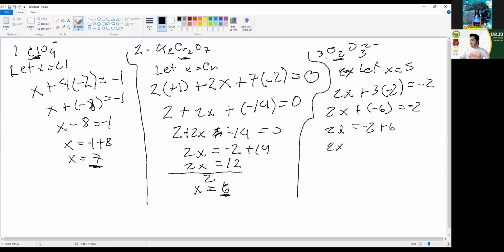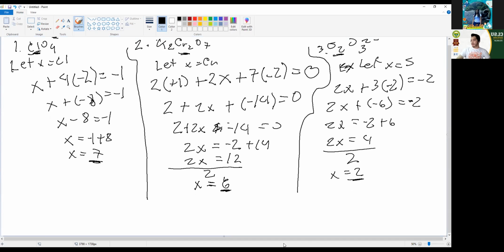Then, 2x is equal to, so negative 2 plus 6 is 4. So, dividing both sides by 2, x is equal to 2. So, ito yung oxidation number ni sulfur. So, from the answers, the oxidation number ni chlorine is positive 7. Ang oxidation number ni chromium is positive 6. And then oxidation number ni sulfur is positive 2. So, dun tayo sa mga susunod.